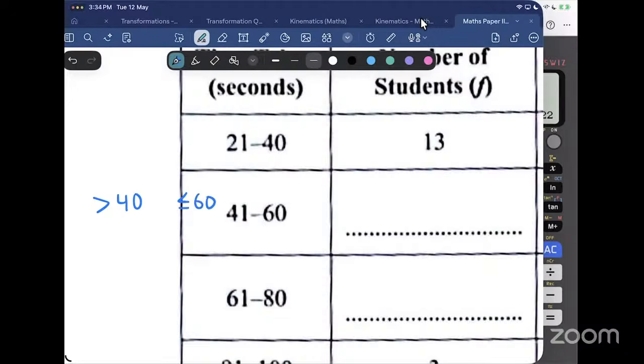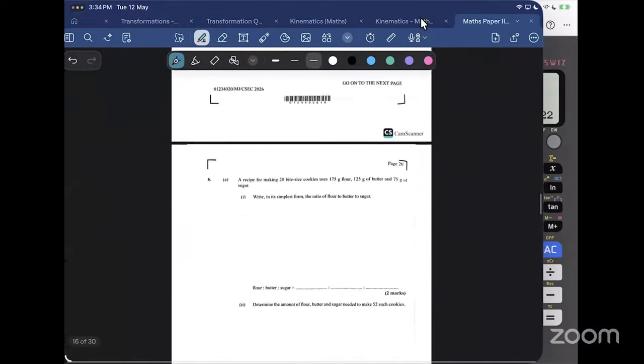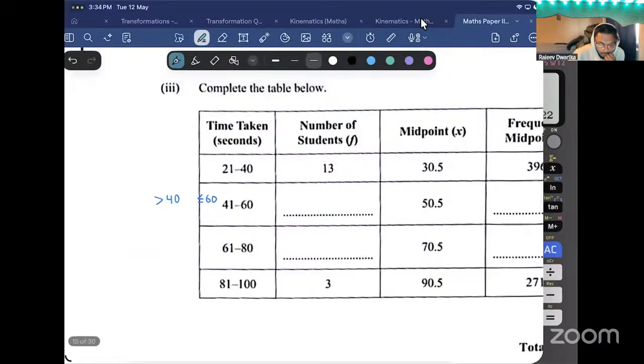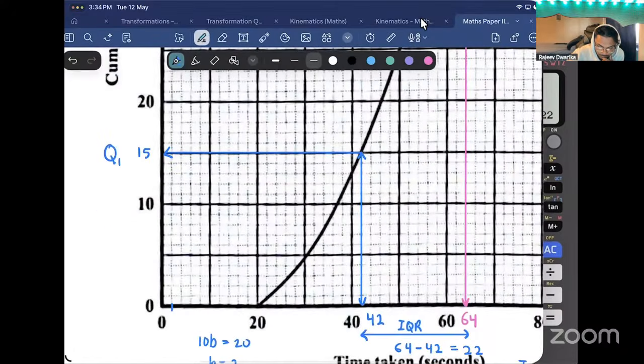Yes, sir. This question had me thinking about the upper class boundary and lower class boundary, sir. No. So here what we're going to do: we're going to go to 40, read off 40. Right? What is 40?